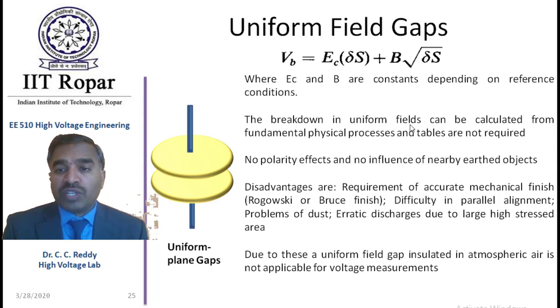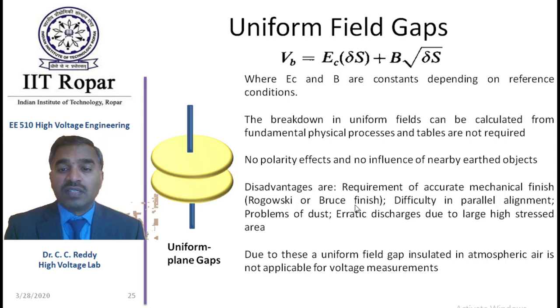So, the breakdown in uniform fields can be calculated from fundamental physical processes, and tables are not required for this, because this can be estimated using physical processes. So, no polarity effects and no influence of nearby earth objects on the breakdown of this gap. This is one advantage of this one.